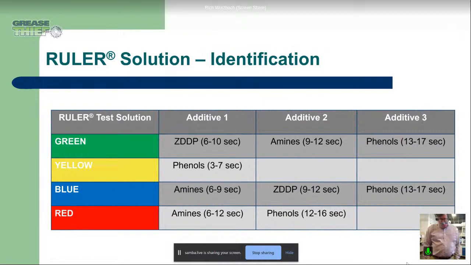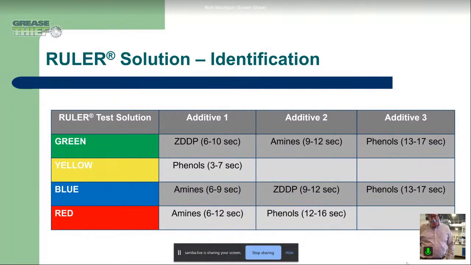So within the solution, you can see the different additives. Green is kind of a generic approach, the default solution to use, and you can pick up ZDDP, which is primarily thought of as an anti-wear additive, but it also has antioxidant capabilities, as evidenced by its response in the RULER test, and that would be the first additive peak that we would see.